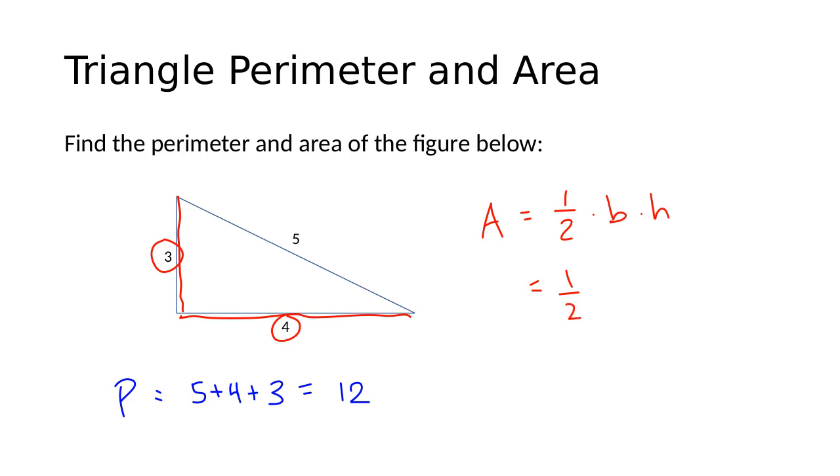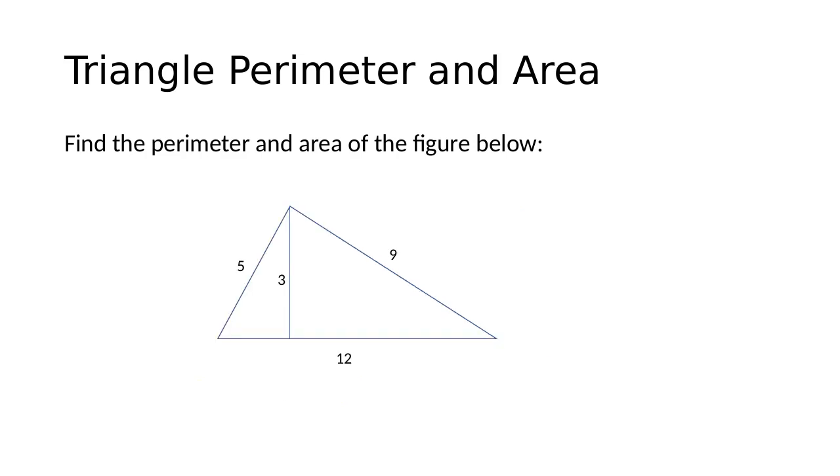So I've got 1/2 multiplied by my base multiplied by my height. And that's 1/2 times 4 times 3. So 6 will be the area of this triangle. And that could be 6 square yards or 6 square feet or 6 square centimeters. But either way, it's going to be 6. Let's look at one more like this.